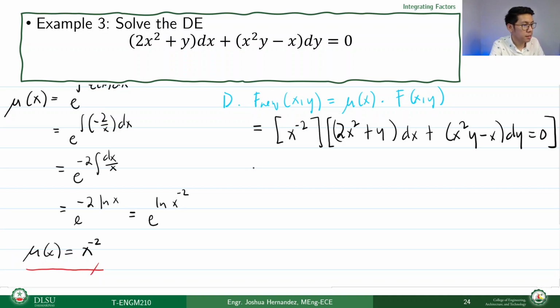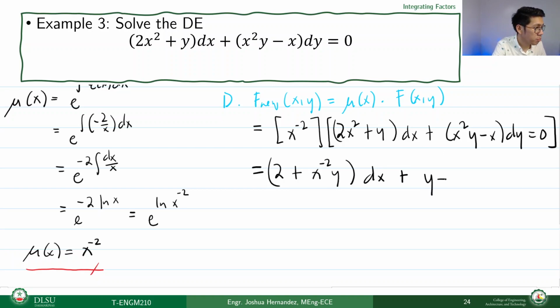Yan. So magkakaroon tayo ng 2 plus x raised to negative 2y dx plus y minus x raised to negative 1 dy equals 0. Tama?